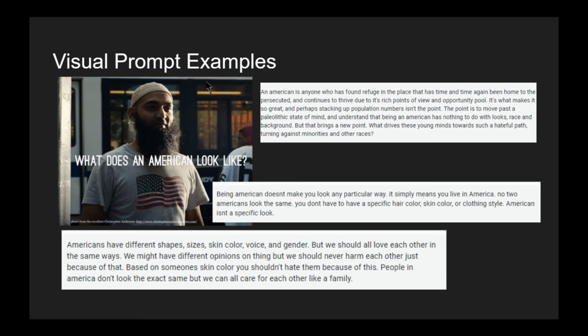Here's an example of one of the visual writing prompts that we've used this year. Just looking at the picture, you can see it's a gentleman wearing an American flag T-shirt, and it's asking, what does an American look like? And this is kind of going against expectations of what some students may think, believe, or feel.